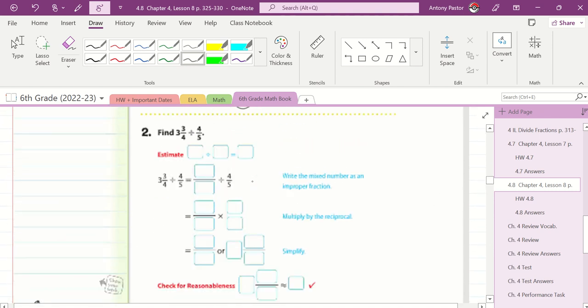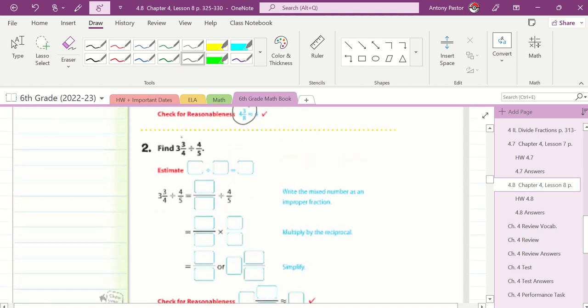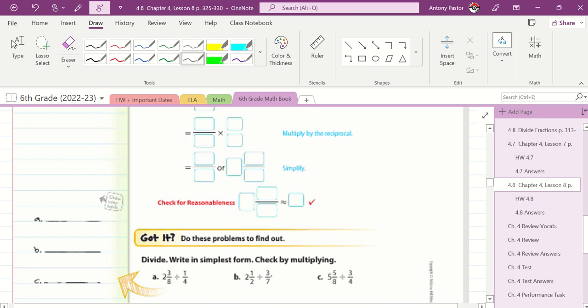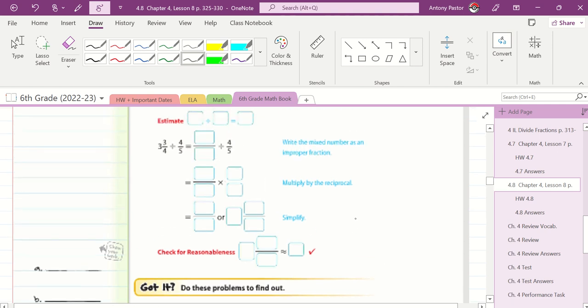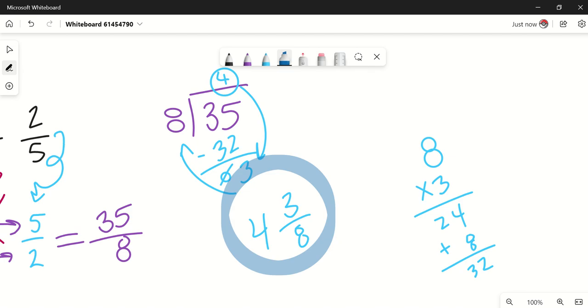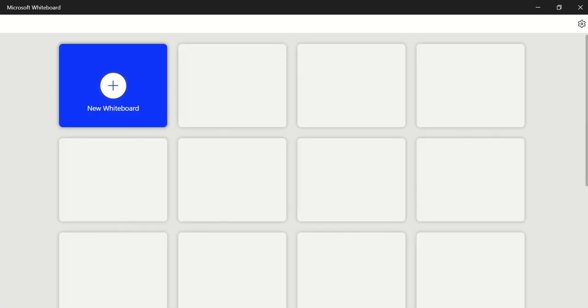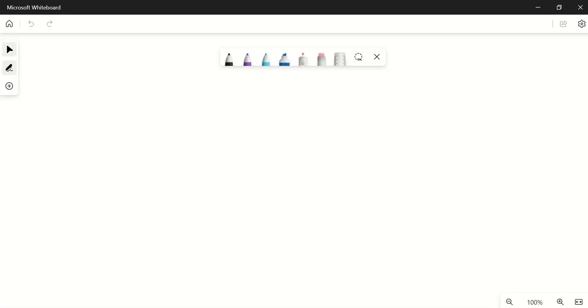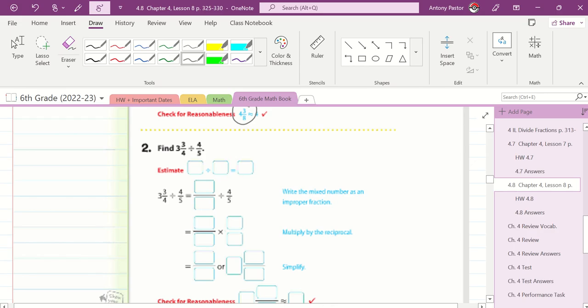Let's see. Let's do this one, and then we'll do these 3. And I think we are good to go, and then again, the chapter will be over. So let's do 3 and 3/4 divided by 4/5.